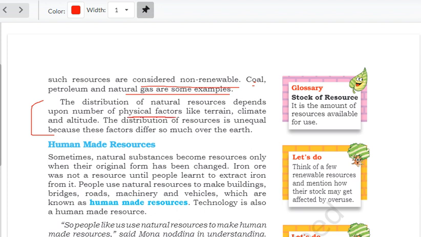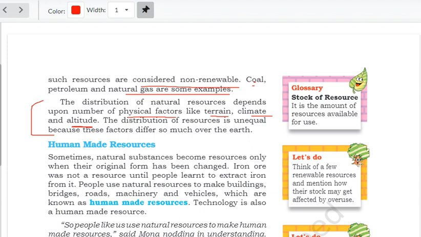Different physical factors, factors that can be felt, physical factors like terrain. Terrain is the geology of a region, that is called terrain. Climate is how warm or cold the weather of a region is, and altitude is the height or depth of that particular place or region. Height from sea level is called altitude. Height or depth from the sea level is altitude.